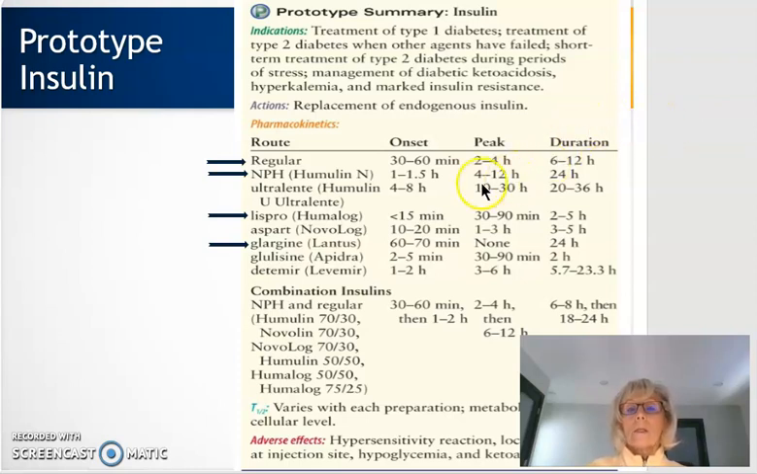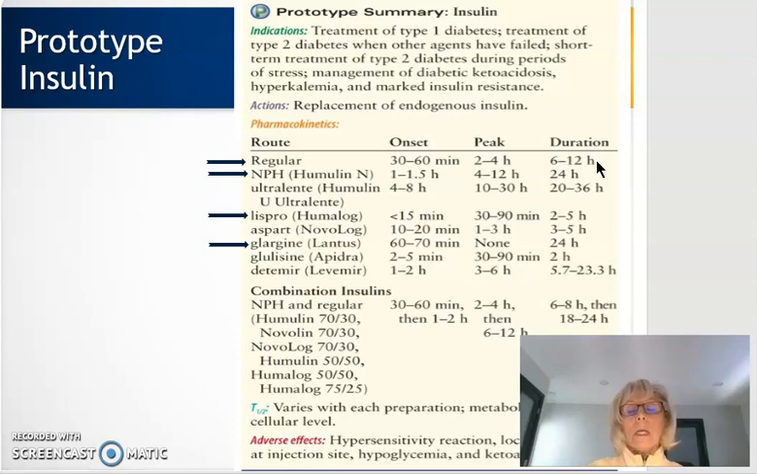So regular insulin is going to have an onset of 30 to 60 minutes. It peaks in 2 to 4 hours. The peak is important because that tells us when that drug is going to have its maximum hypoglycemic effect, basically taking glucose out of the bloodstream and putting it into the cells. Duration is important to know because that tells us when we would need to redose the patient, because it only has a certain amount of longevity. So those things are important to know about your insulin.